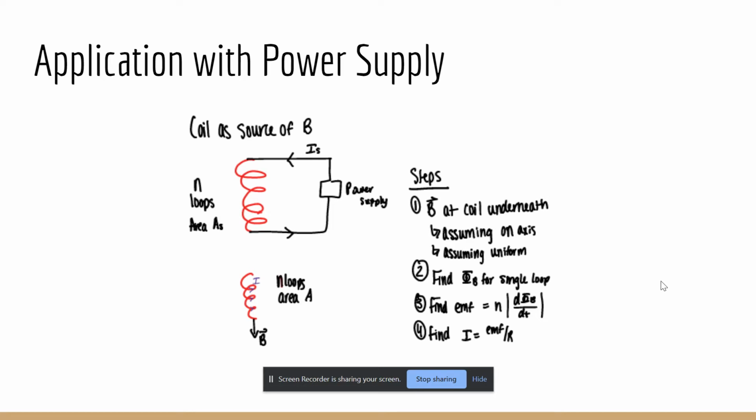The first step was to take the B field at the second coil, the one below the one with the power supply, assuming it's on axis and uniform, then find the magnetic flux for a single loop and use that to get the total EMF for the coil. Using that, we can find the current as explained on the previous slide using EMF over R.